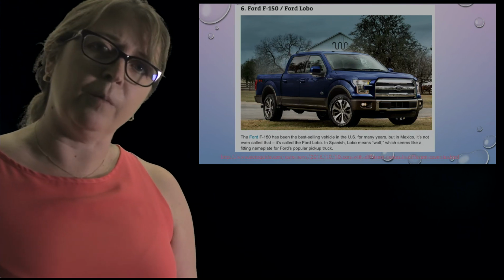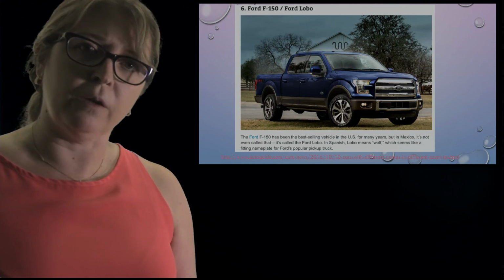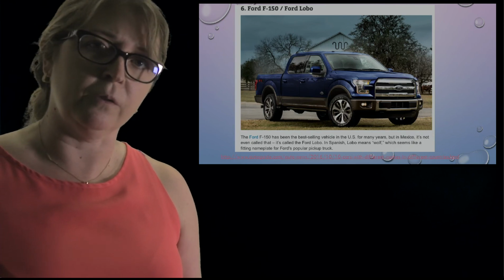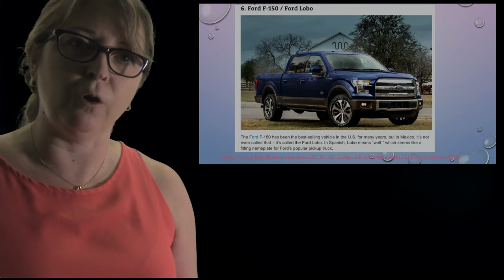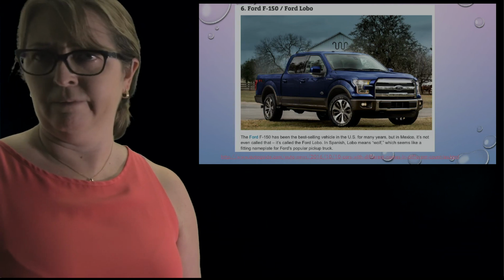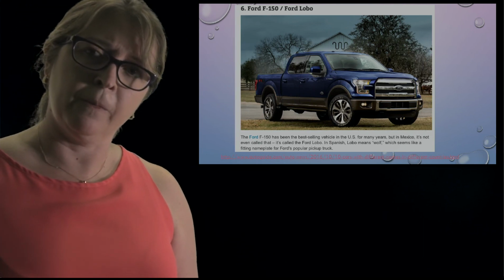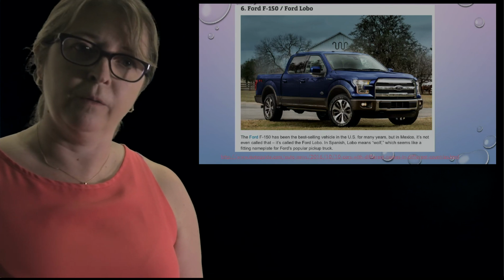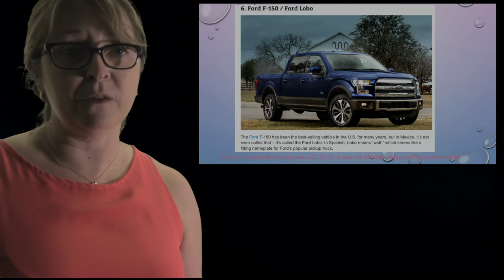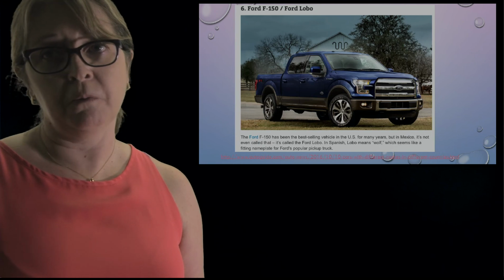But then I looked it up in Spanish, and it's not called F-150, it's Ford Lobo. Why didn't they just stay with 150? They're doing Lobo now. Well, Lobo means wolf, so makes sense.